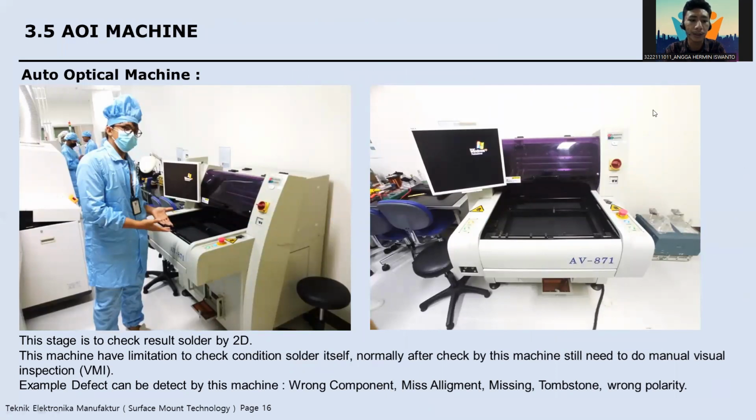Auto optical inspection machine. This stage is to check the soldered result in 2D. This machine has limitations in checking the condition of the solder itself. Normally after checking by this machine, we still need to do manual visual inspection. Example defects that can be detected by this machine: wrong component, misalignment, missing component, tombstone, wrong polarity.